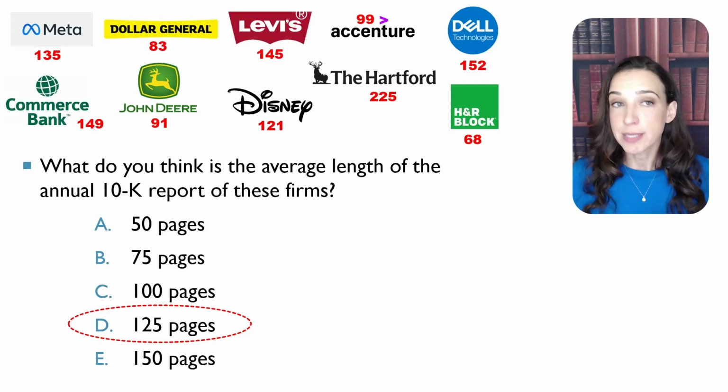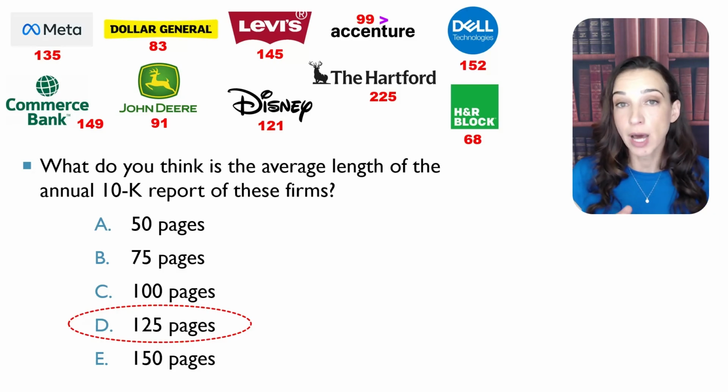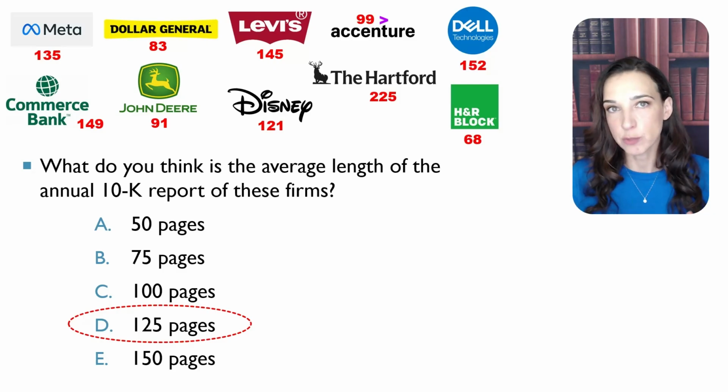Absolutely. We have some reports which are on the shorter side, Dollar General, but then you have the Hartford, which is an insurance company. They're sitting at 225 pages. There's definitely variety. A lot of it, again, has to do with the requirements. Hartford is an insurance company. They have regulatory disclosure, which the retailers do not have. So all of the insurance firms are going to have longer reports. But there are other factors as well.